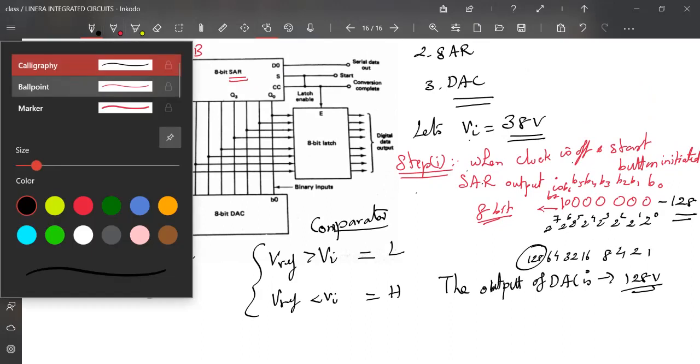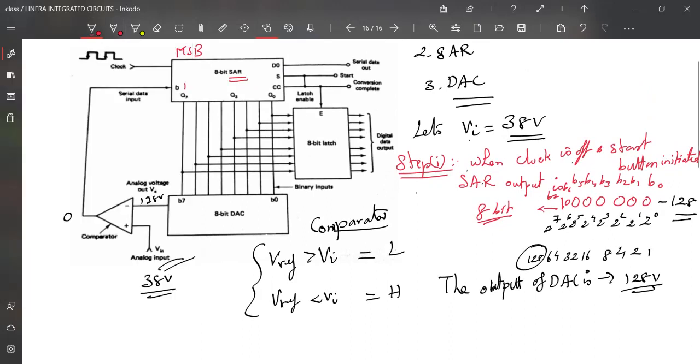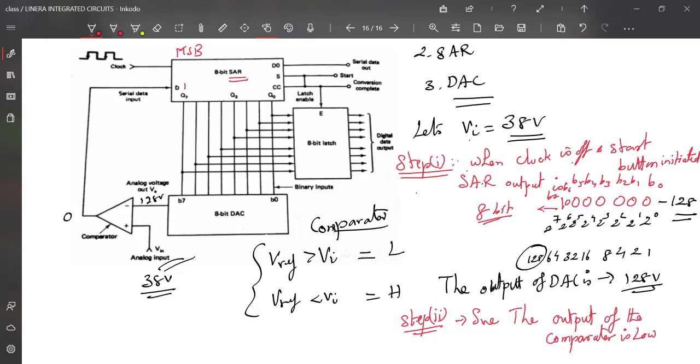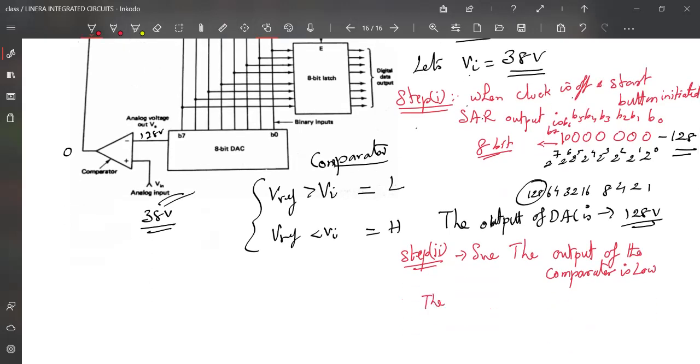So in step 2, since the output of the comparator is 0, that is, the comparator is low, the SAR, the successive approximation register, will energize the next bit and de-energize the previous bit.